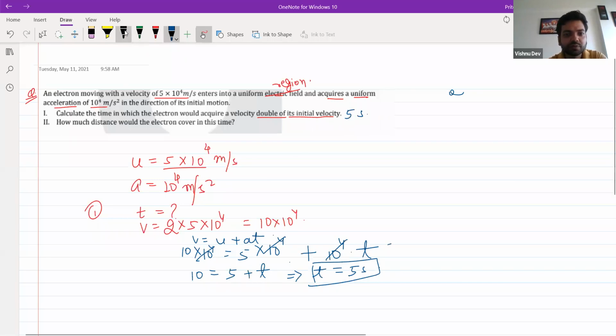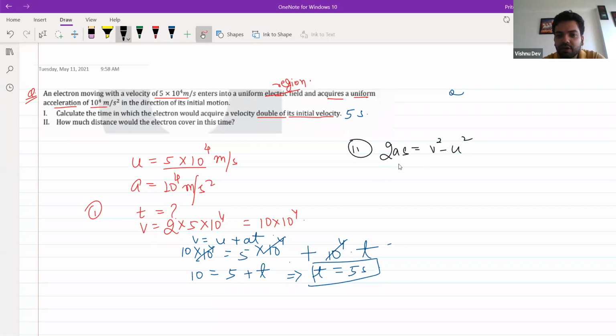Number 2, how much distance would the electron cover in this time? Any equation you can use, either the second or the third one. I'll randomly use the third one: 2as equals v square minus u square. Putting the values again, 2 times a, which is 10 to power 4, times s is equal to v square. What is v? It's 2 times the initial velocity, so we will square them, minus u square, that is 10 to power 4 whole square.